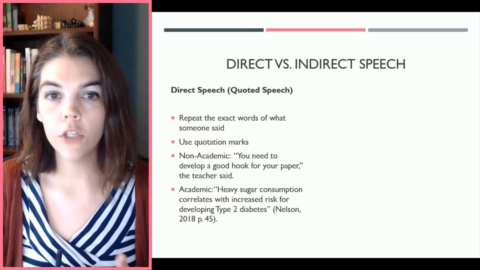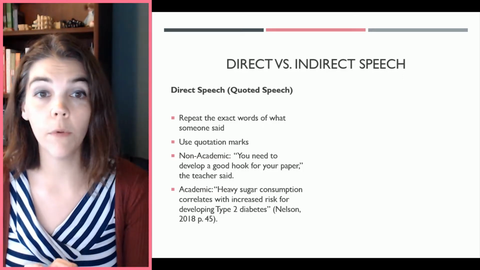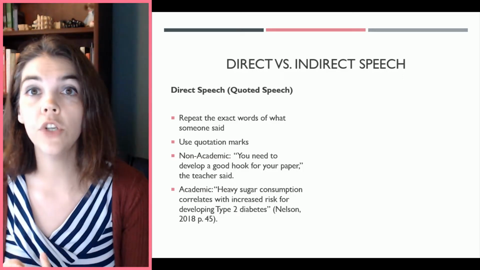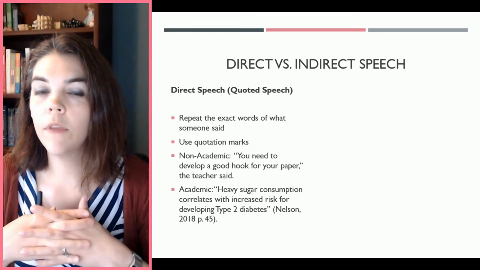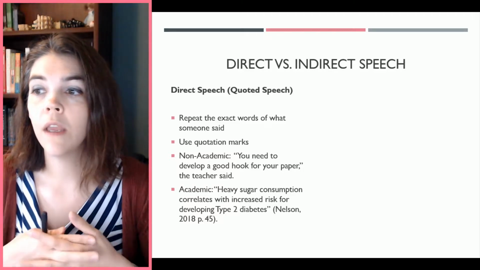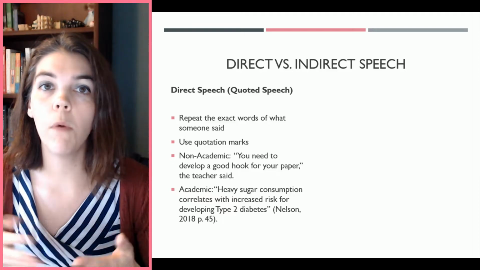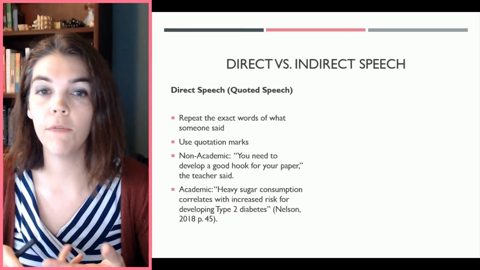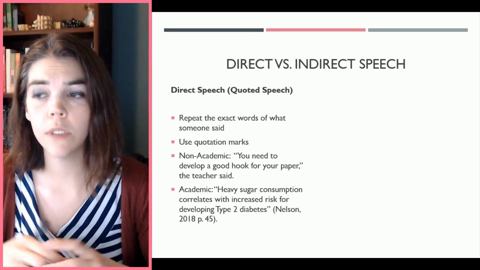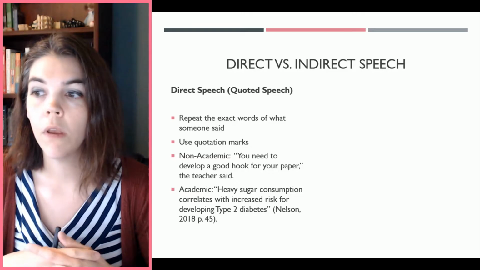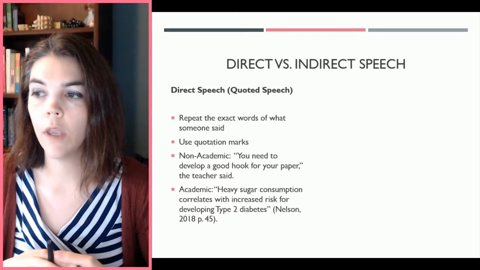So direct speech, we can also call it quoted speech. It's repeating exactly the words of what someone said. We're going to use quotation marks to show that these are the exact words that someone else said. This is a standard in American English writing, and Western writing in particular, that we don't want to take credit for someone else's words or ideas if they come from that person. So we're very concerned about making sure that we use quotation marks to give people credit where their credit is due.